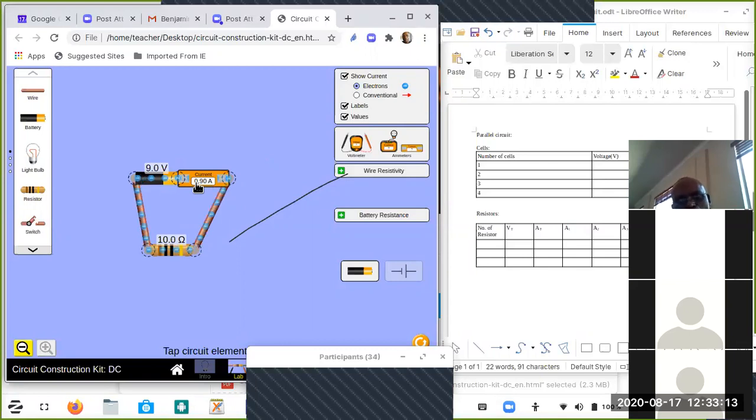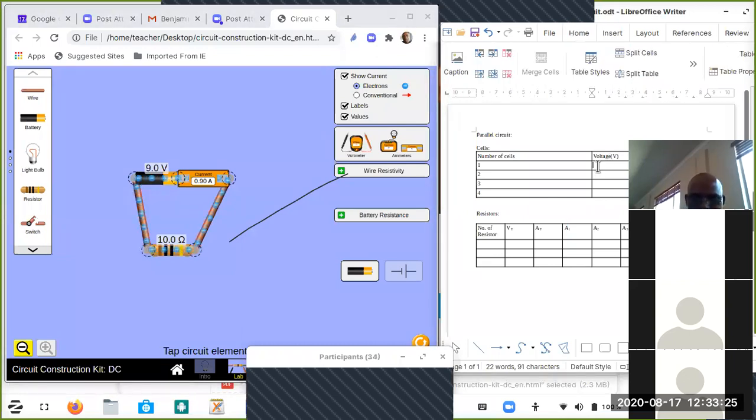So I'm going to complete the table that I have on my right-hand side. As you can see in that table, we have one cell and the voltage is 9, right? Now, that's for our simple circuit.